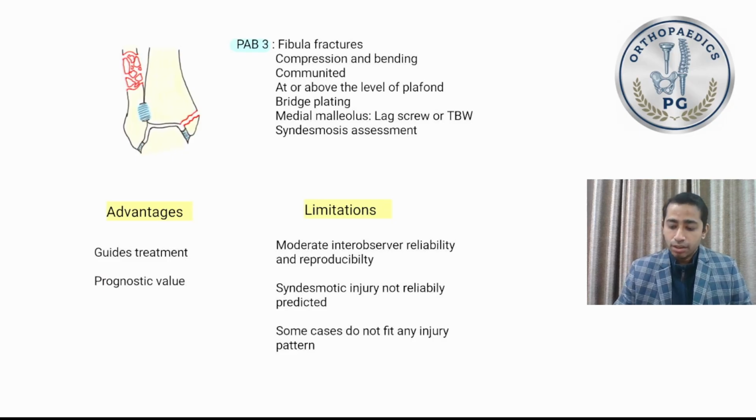The limitation is more to do with the inter-observer reliability and reproducibility. So there is only moderate to poor inter-observer reliability. Syndesmotic injury is not reliably predicted by this classification, and some cases do not fit any injury pattern according to this classification system. So friends, in today's video, we discussed the Lauge-Hansen classification of ankle fractures.